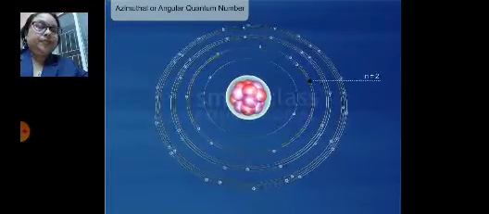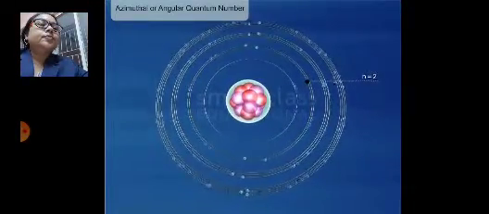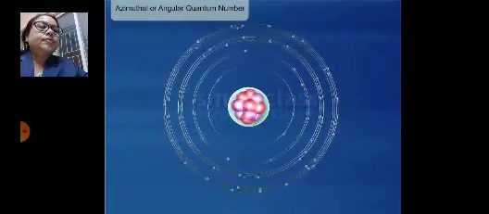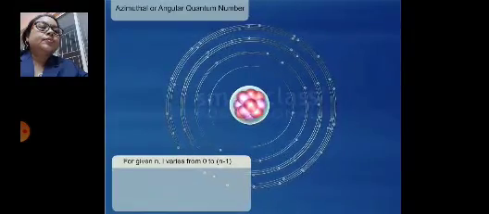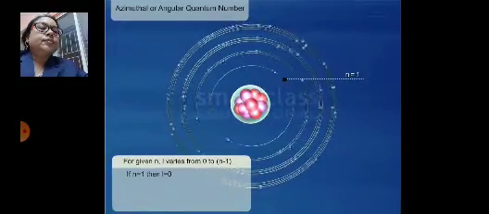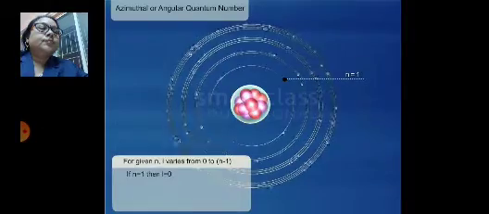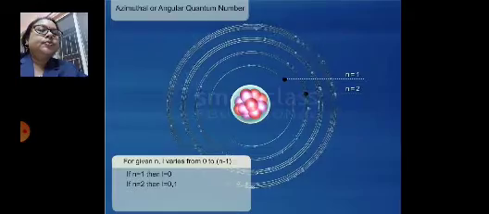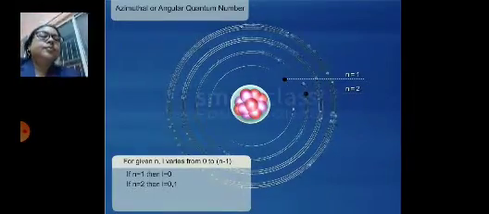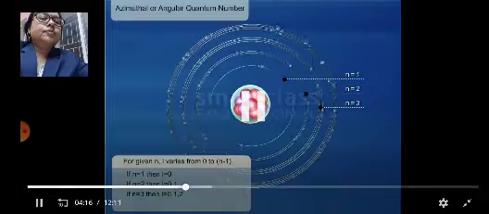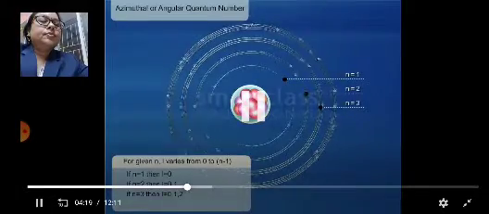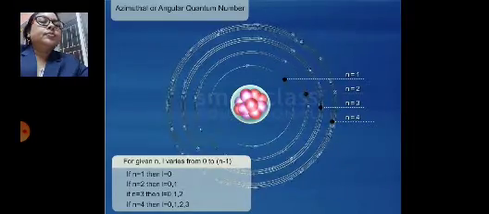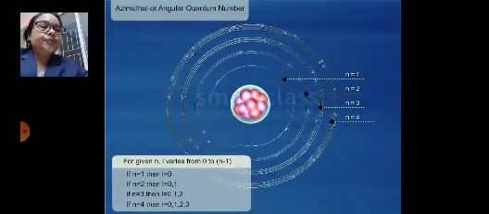However, the number of subshells that are present in a shell depends on the value of n. The value of l varies from 0 to n minus 1. If n is equal to 1, then l is equal to 0. If n is equal to 2, then l is equal to 0 and 1. If n is equal to 3, then l is equal to 0, 1, and 2. And if n is equal to 4, then l is equal to 0, 1, 2, and 3.